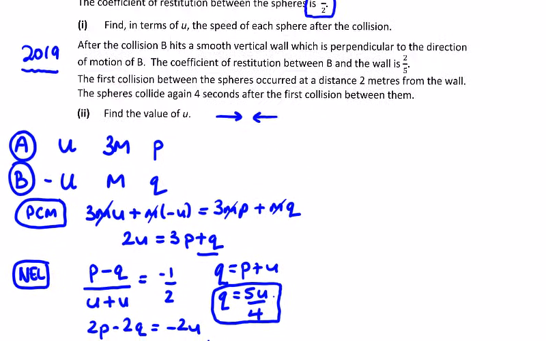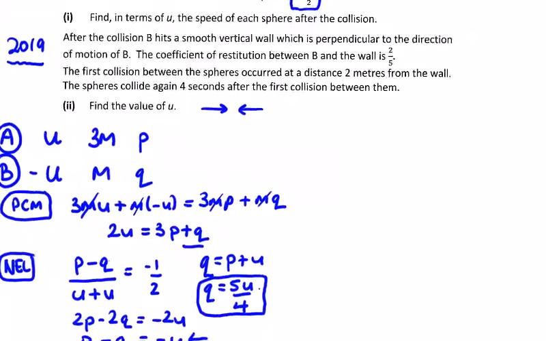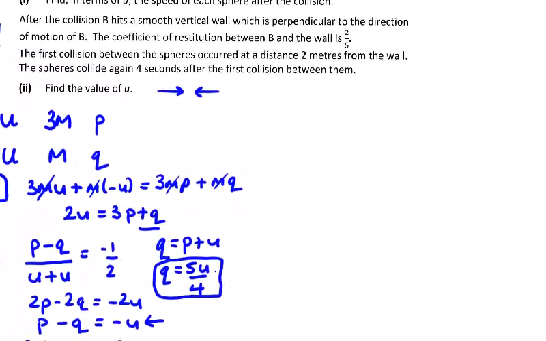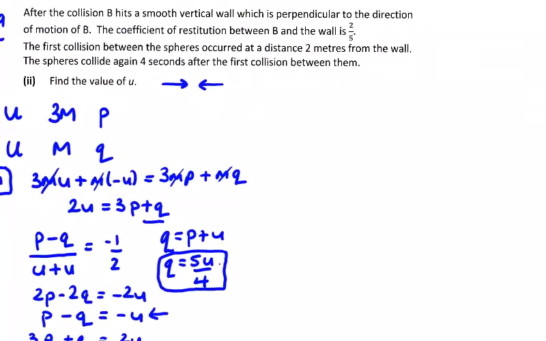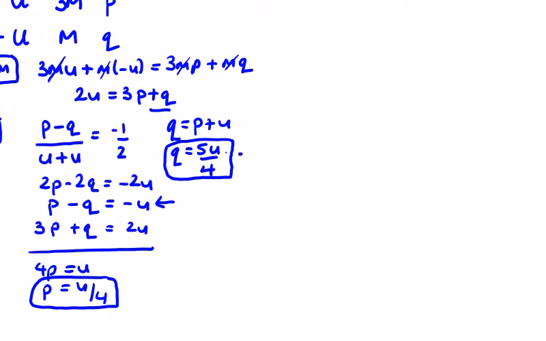Then what are we asked? After collision, B hits a smooth vertical wall which is perpendicular to the direction of motion. The coefficient of restitution between B and the wall is 2/5, so it's going to slow its speed down. It's going at 5u over 4. If we multiply that by 2/5, the 5's cancel, and we get 2u over 4, u over 2 for the new speed after it hits the wall.